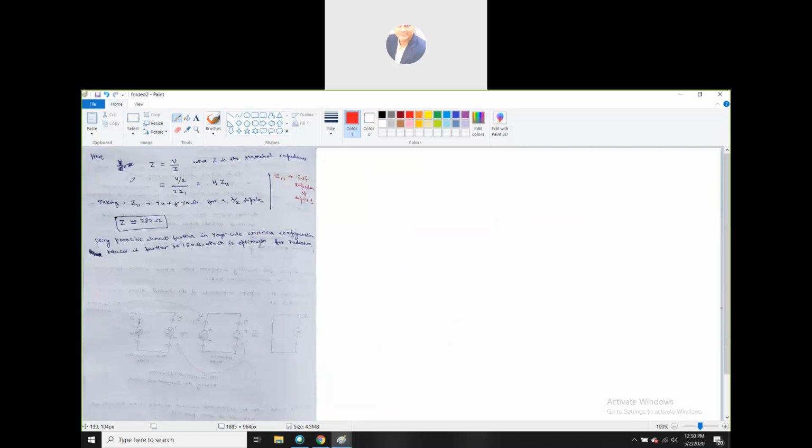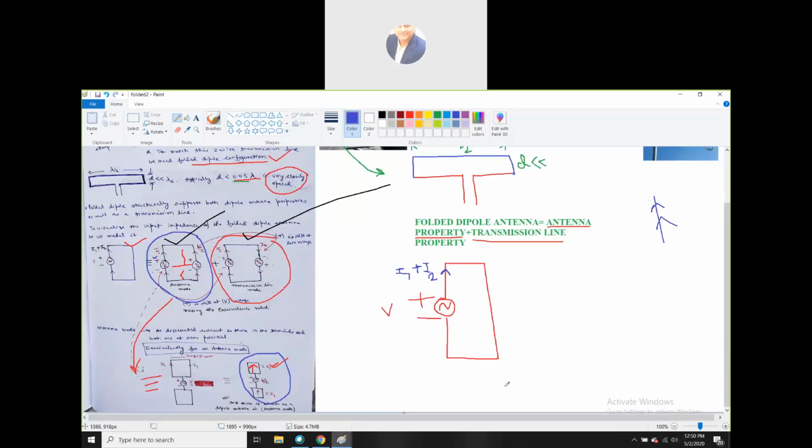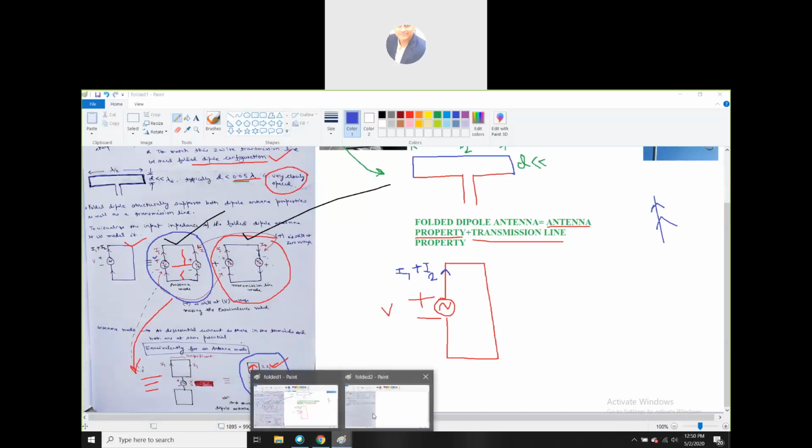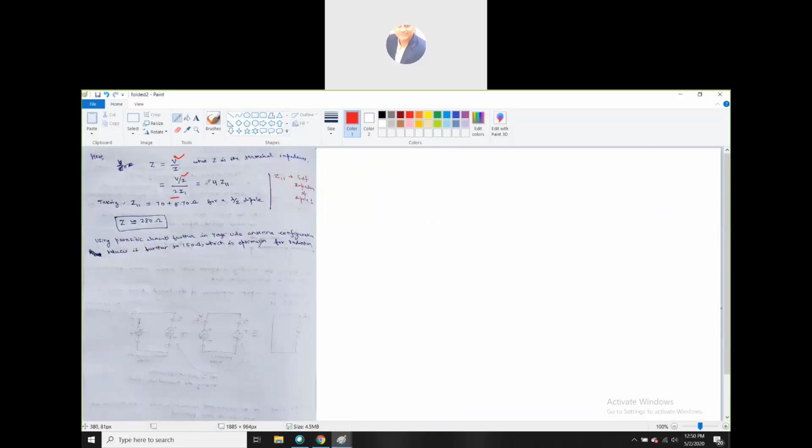So now Z is equal to V by I. Now we are going for the terminal impedance. We just want to see how much impedance there is in the case of the folded dipole. So Z is equal to V by I, we know that, where Z is the terminal impedance. In place of V you can write straight away V by 2, and in place of I you can put 2I1, as we have equivalently seen. So that becomes 4Z11, where Z11 is the self impedance of dipole 1.